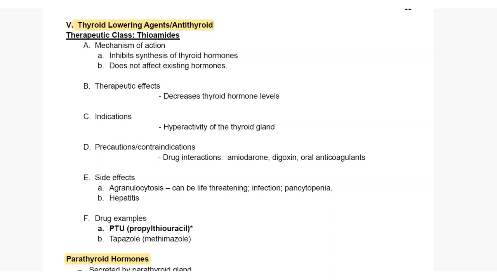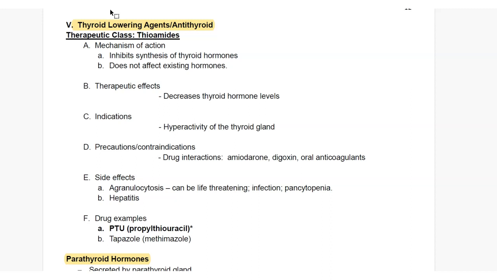Side effects that we have to be worried about and have to assess for include agranulocytosis. Agranulocytosis is when the granulocytes, a certain type of WBC, go down. That can be life-threatening. Knowing that it affects your white blood cells, the patient can be at risk for getting infections. In addition to the white blood cells, occasionally it can also decrease all numbers in your blood count. So it can include WBC, RBC, and platelet levels. That's called pancytopenia, which is the decreased levels of basically all types of blood cells.